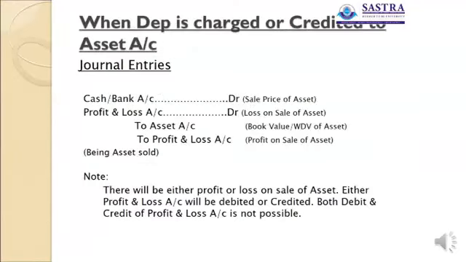When depreciation is charged or credited to the asset account, what will happen? See, the cash and bank account is debited, it's a basic journal entry, and the profit and loss account is debited in the case of loss on sale of asset, and the book value of the asset is credited, and profit, if arrived at on the sale of the asset, is credited. There will be either profit or loss on sale of the asset, any one that happens. Either the P&L account will be debited or credited. Both debit and credit is not possible, right?